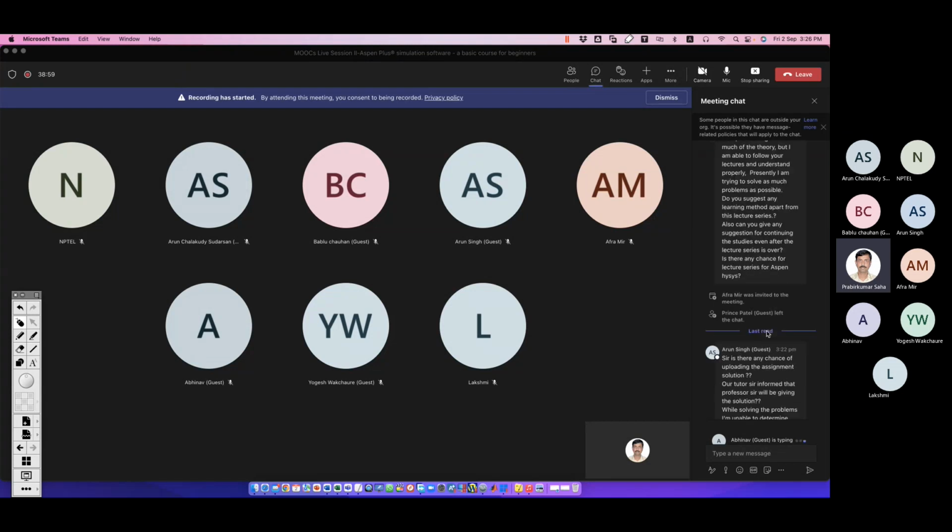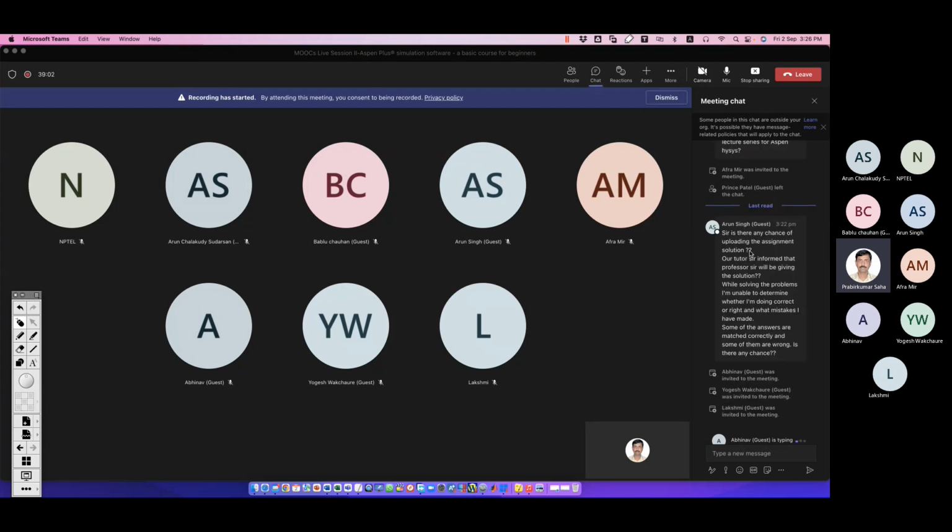Then Arun Singh is asking, sir, is there any chance of uploading the assignment solution? For part A, there is nothing to upload because part A is pretty straightforward. The solution is the answer, so what else is there? But for part B, I can at most upload the BKP file of the correct procedure. But that is not necessary, I believe.